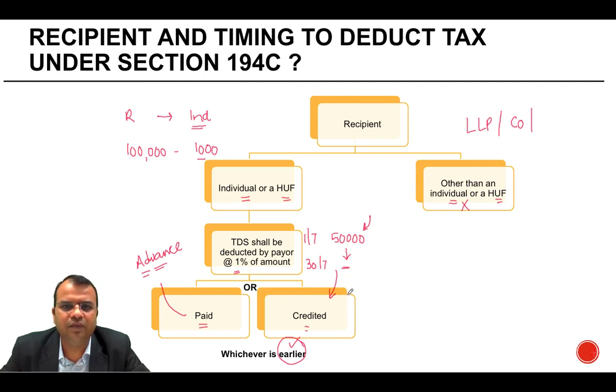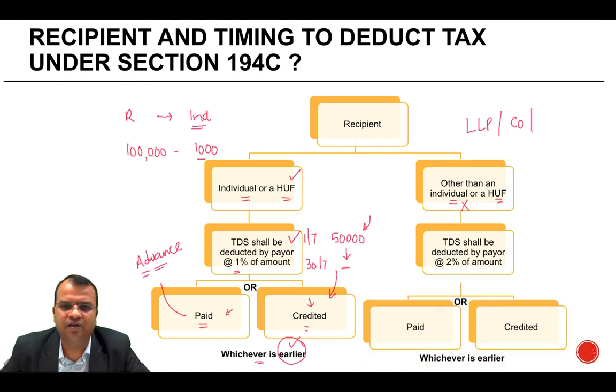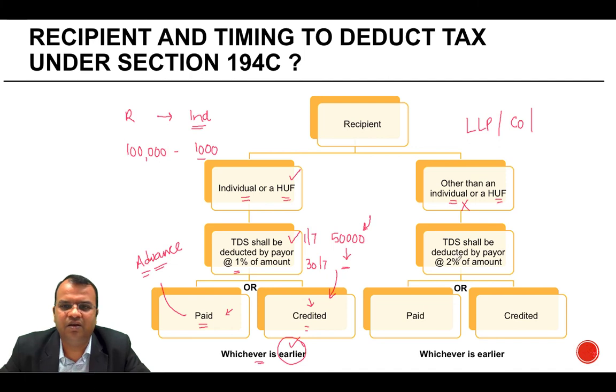you need not deduct TDS again at the time of payment. So to summarize, if the recipient is an individual or an HUF, the TDS has to be 1% and has to be deducted at the time of payment or credit, whichever is earlier. But if the recipient is a person other than an individual or HUF, the TDS should be deducted by the payer at 2% at payment or credit, whichever is earlier. Now, like I said, the recipient here has to be a resident only, because if the recipient is a non-resident, it is not covered under section 194C.